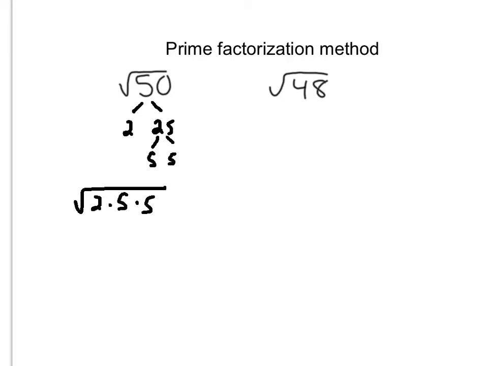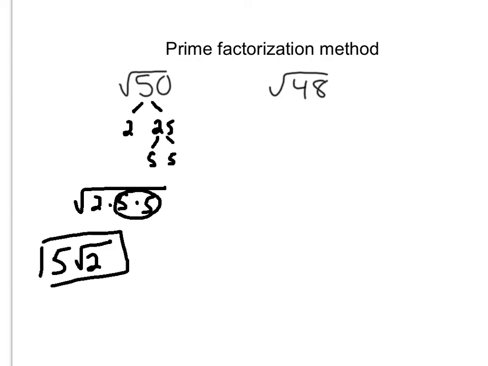Okay? Well, once we've done that, we're going to look for groups or pairs of numbers that go together. So for example, 5 and 5 are the same. So I'm going to look at this pair of numbers and just pull that out and put that outside the radical. So I'm going to put 5, and then the rest of it is going to stay underneath, times the square root of 2, which is the exact same answer that we got on the last slide for the square root of 50.